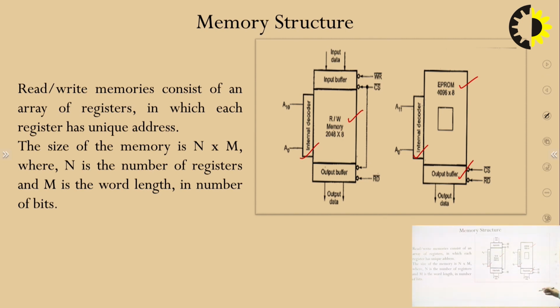Also, you will appreciate that in case of input buffer, we have used the write signal, which is an active low signal in 8085 microprocessor, and at the output buffer, we have used a read signal. So when we have to write the data into the memory, write signal should be enabled, and when we have to read the data from memory, read signal should be enabled. Similarly, in a ROM, we have the read signal connected to the output buffer. That is, when the read signal is enabled in addition to the chip select signal, the output buffer will give the data at the output data lines. Also, the size of the memory is n into m, where n is the number of registers and m is the word length in number of bits.